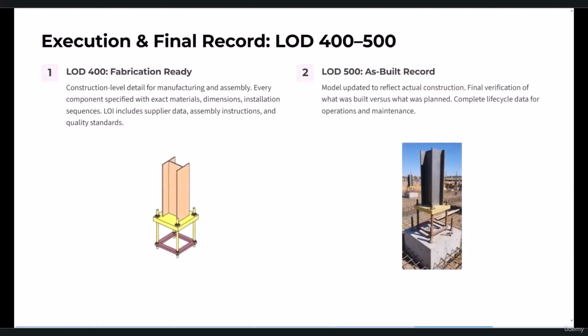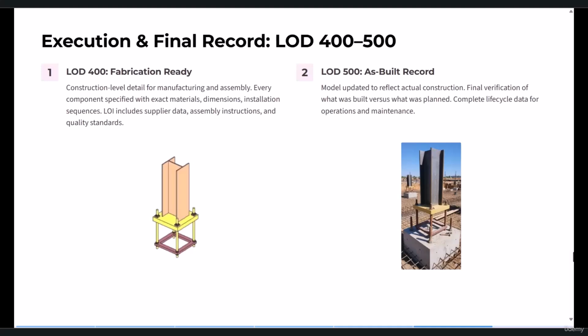So LOD 400, construction. At this level, the model is completely ready to be constructed, and it could be used for construction of the sections. In big projects like factories, this level is necessary. LOI will include information like numbers, sections, the time of the connection, and other things.